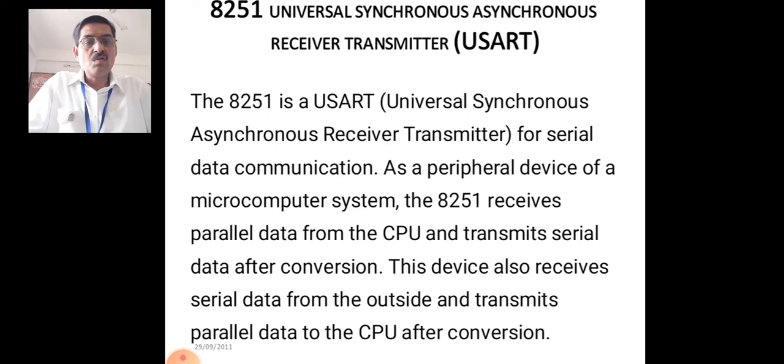The basic function of the 8251 IC is to receive the data from the CPU in parallel form and convert it into serial form. Then it transmits the data to the receiving end, and at the receiving end the 8251 again receives the data in serial form, converts it into parallel form and provides it to the CPU. So basically the 8251 UART is used for serial communication.